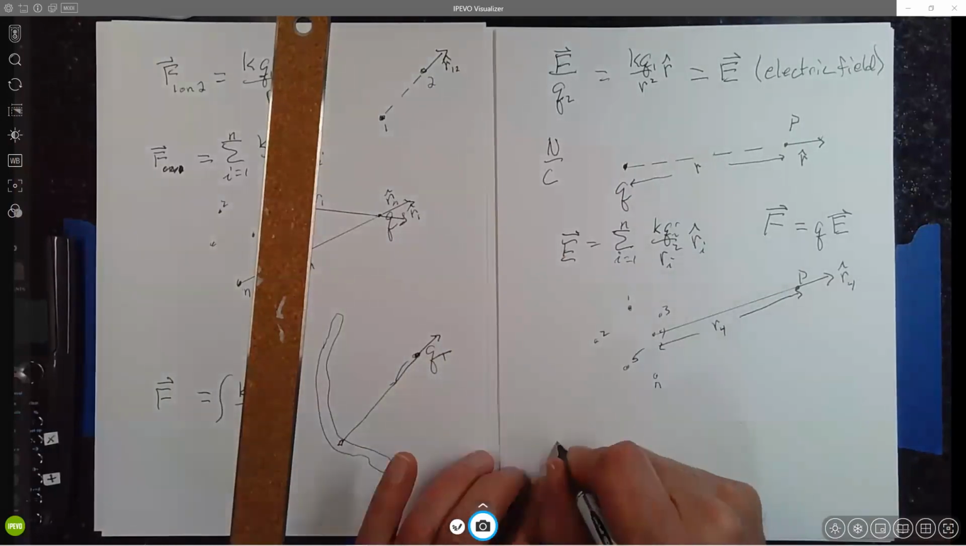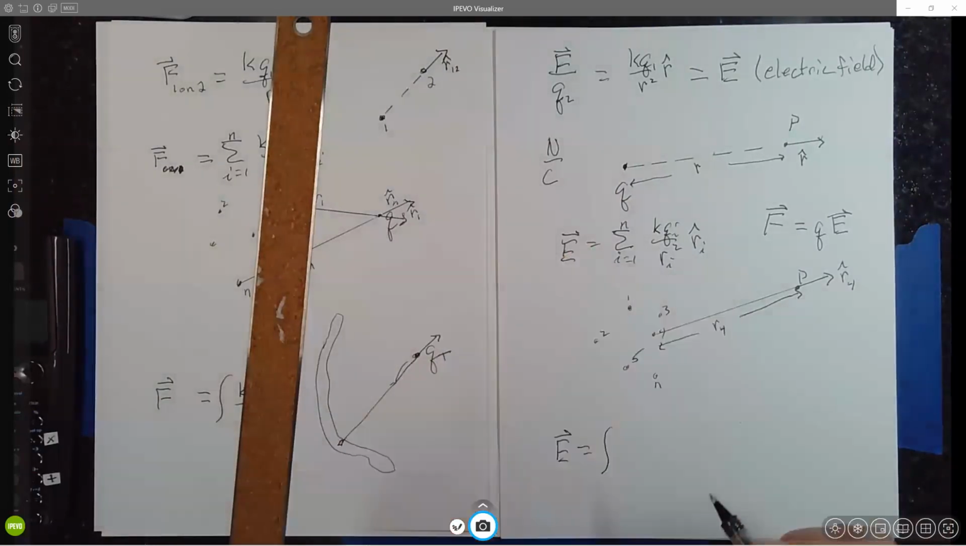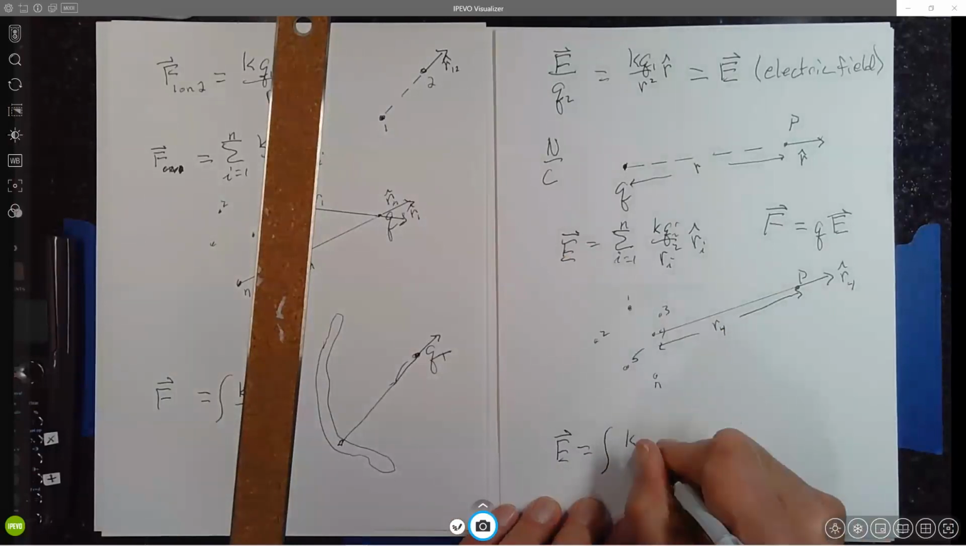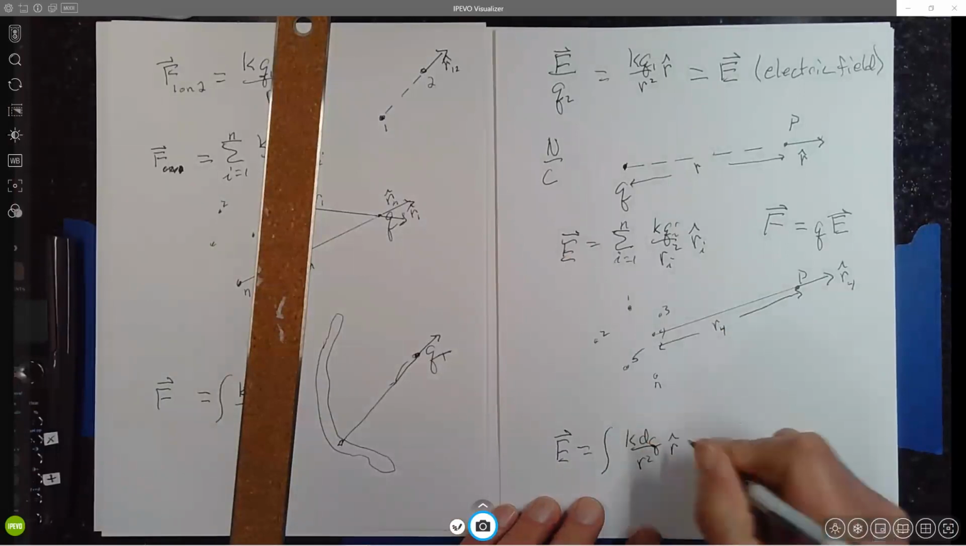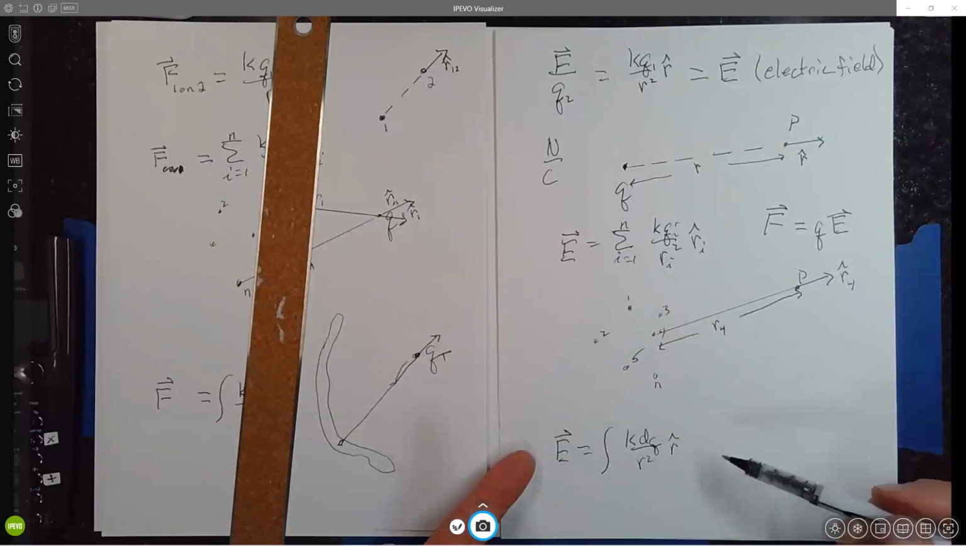For a continuous charge distribution, you'll have an integral instead of a sum, and k dq over r squared times r hat. You have to keep in mind, here we've got 3 variables. You'll have dq, you'll have r, and you'll have r hat. That's something you have to keep track of in all of these problems. And so today I wanted to do just a couple of problems that would let us do the integration aspect of it.